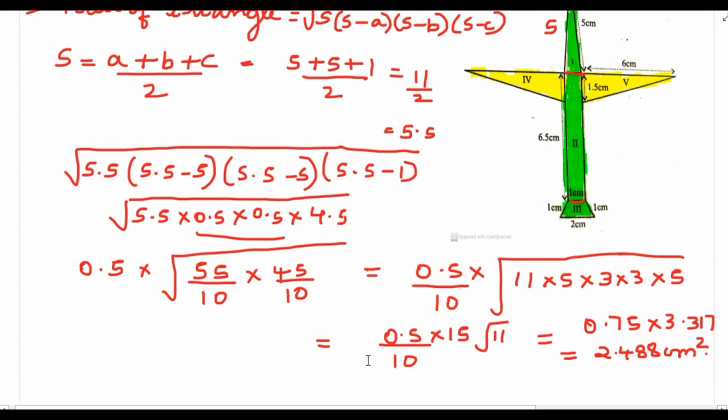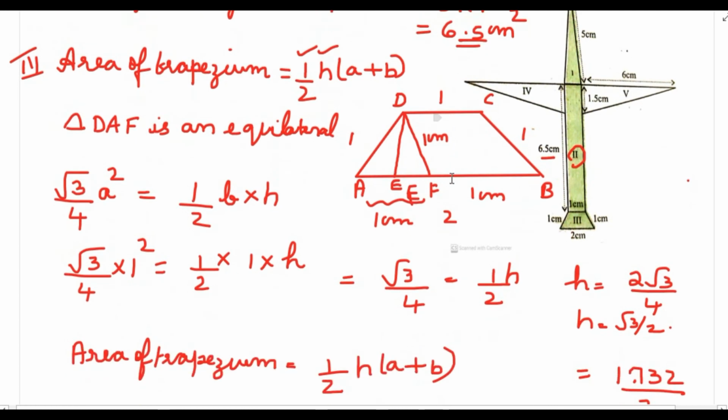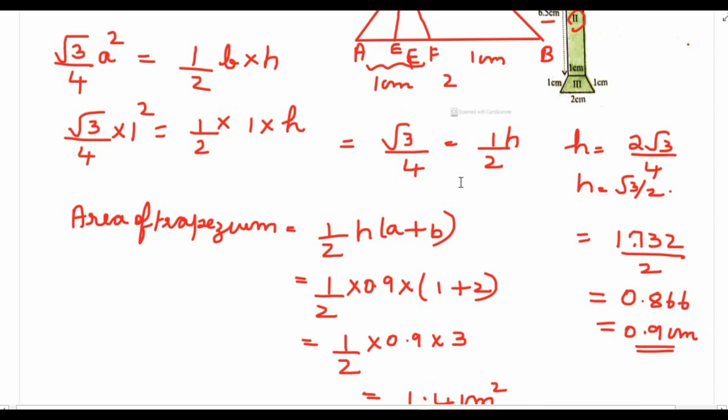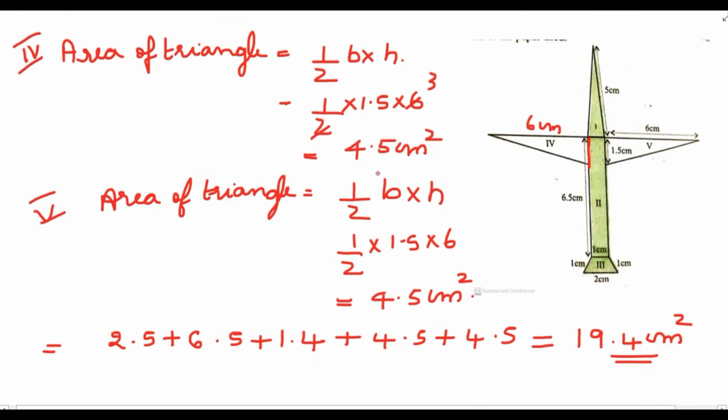We can check once again. The area of the first portion is 2.4, the second portion is 6.5, and the third portion, the trapezium, we got as 1.4. The area of the fourth and fifth portions is 4.5 each. So thank you for watching my video.